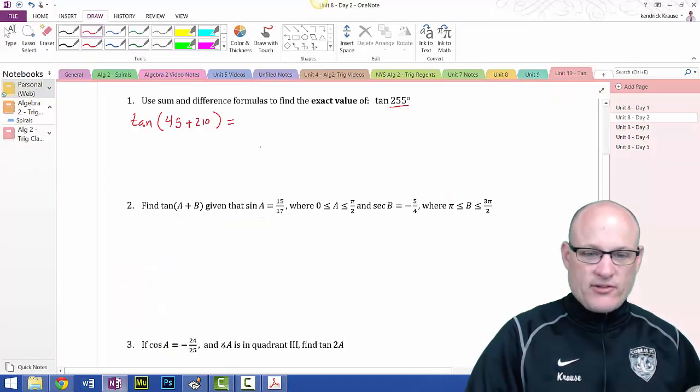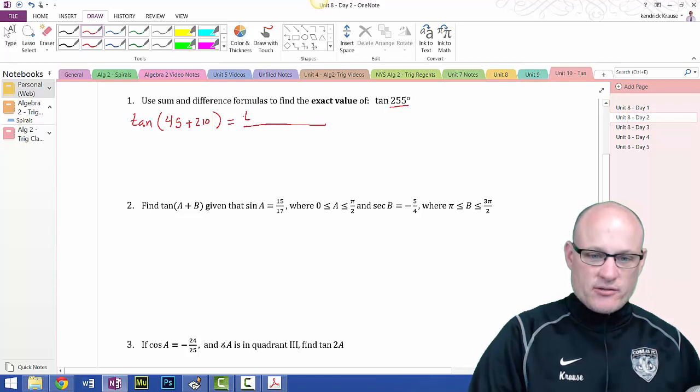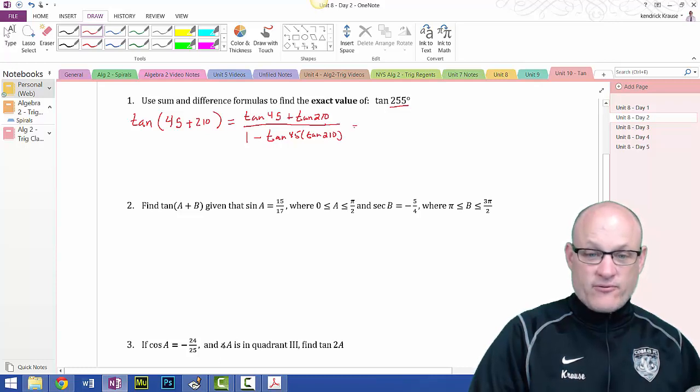So this is equal to tangent of the first angle, which is 45 degrees, plus tangent of the second angle, which is 210 degrees, over 1 minus tangent of the first angle, which is 45 degrees, times tangent of the second angle, which is 210. Freaking annoying. Alright, so the tangent of 45, we know that's 1.